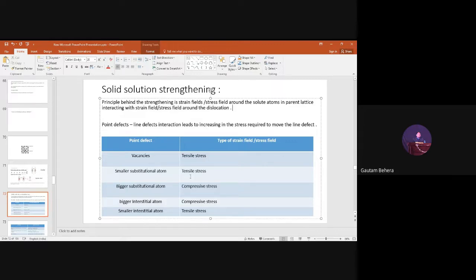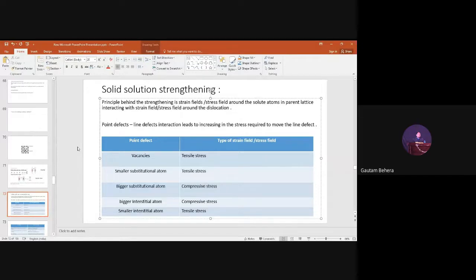So what kind of field do we have? Already it is written over here. Can you people quickly tell me, if you have a vacancy in a lattice, which kind of strain field or stress field will be there around the vacancy? Inward strain. But what is the nature? Tensile. How can you justify tensile? What is the justification? The atom is missing, so the equilibrium distance is reduced. Very good.